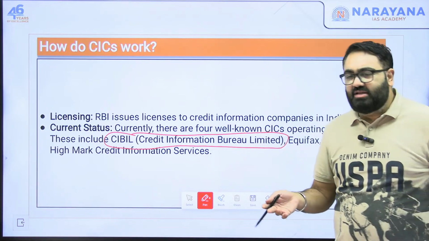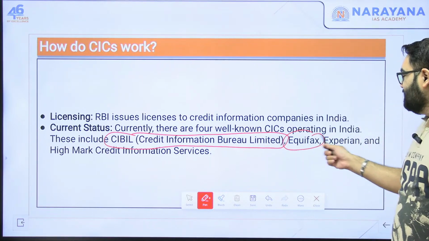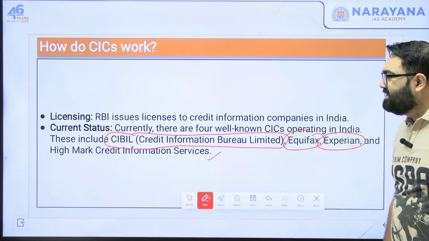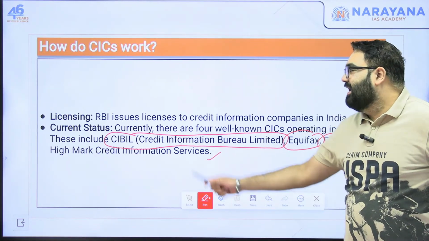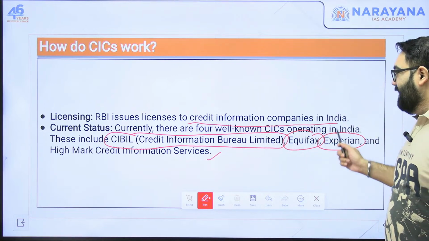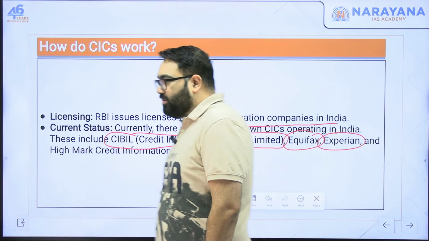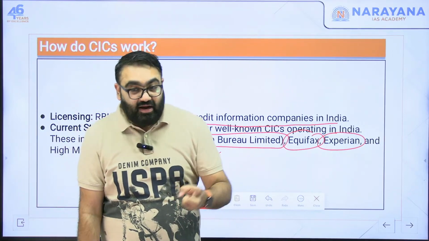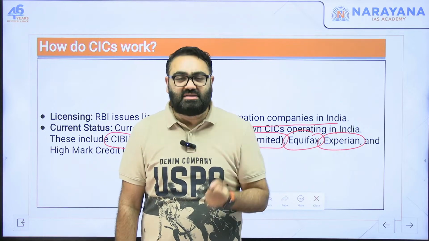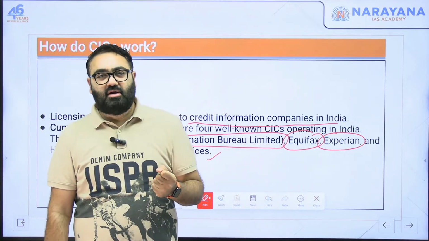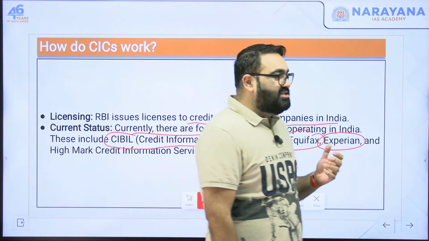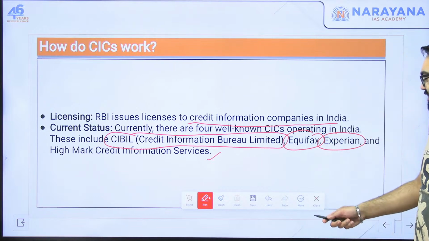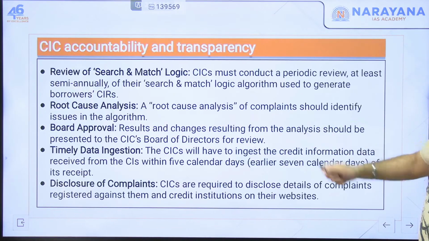They are working in India. There is something called Equifax, Experian, High Mark Credit Information Services. All these are doing the same thing. And all these have been issued licenses by the RBI, because these are not some random companies. These are companies that have, as I said again, a lot of very sensitive personal financial data of Indians. So RBI cannot just randomly allow them to misuse this data in whatever way that they want. There are regulations in place that the RBI actually puts into them.